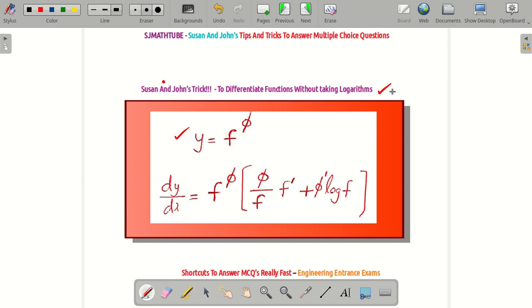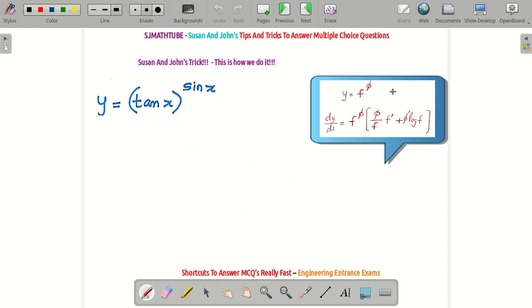So shall we check it out? Okay. So let's work out the same question. Do you have a piece of paper and pen? If not, pause the video and take one paper and pen. So we have our f to the power 5. So the formula goes like this. You have to copy the same thing.